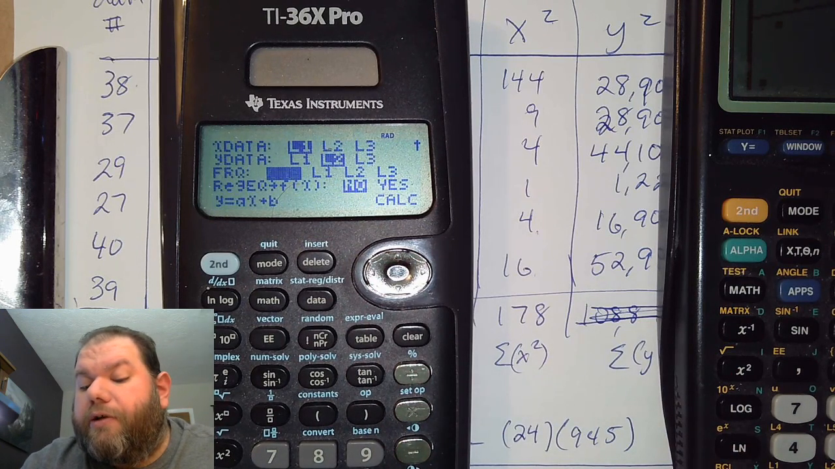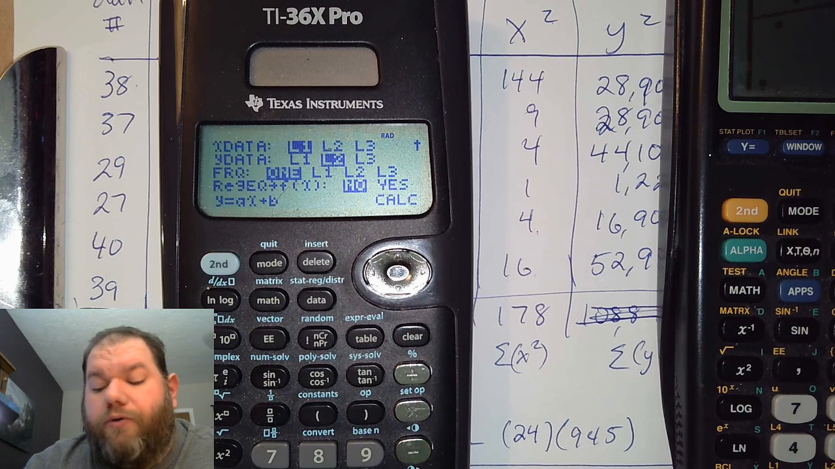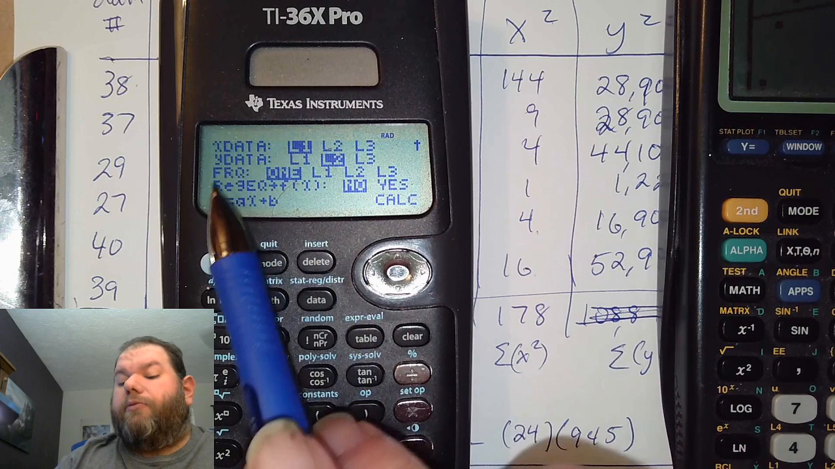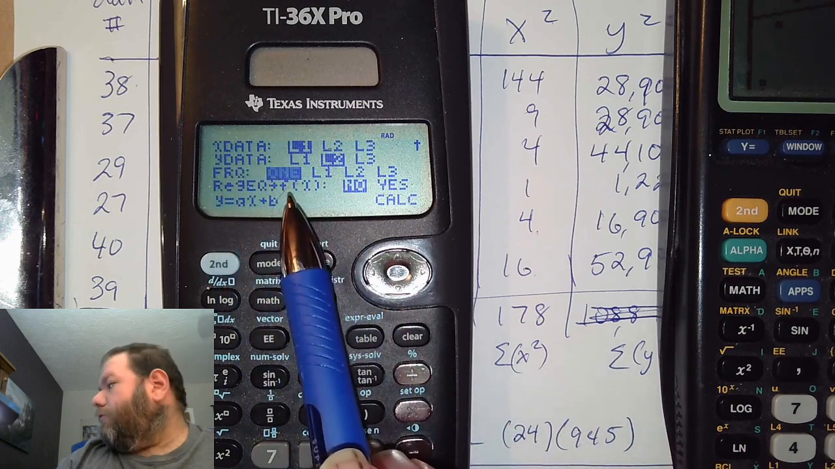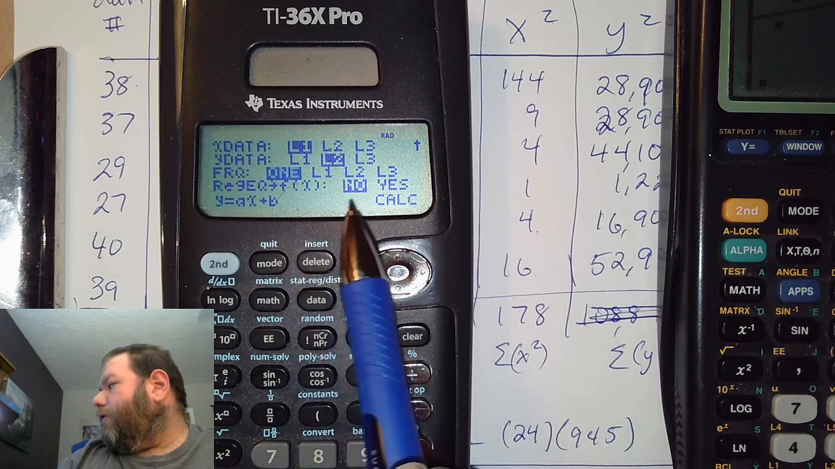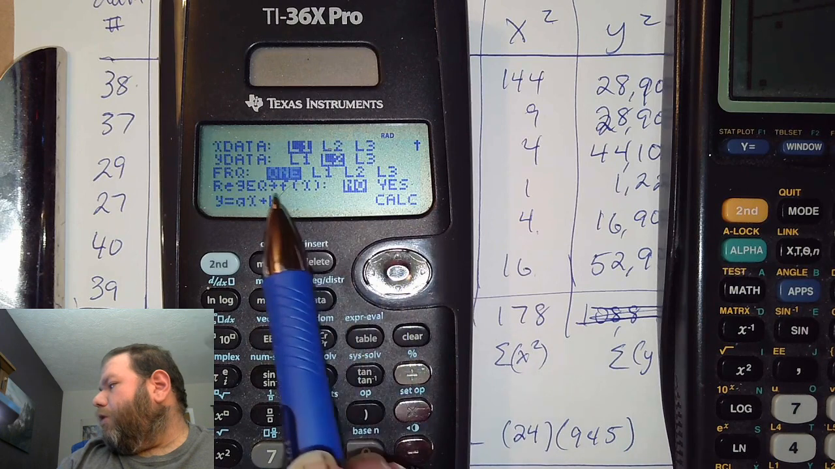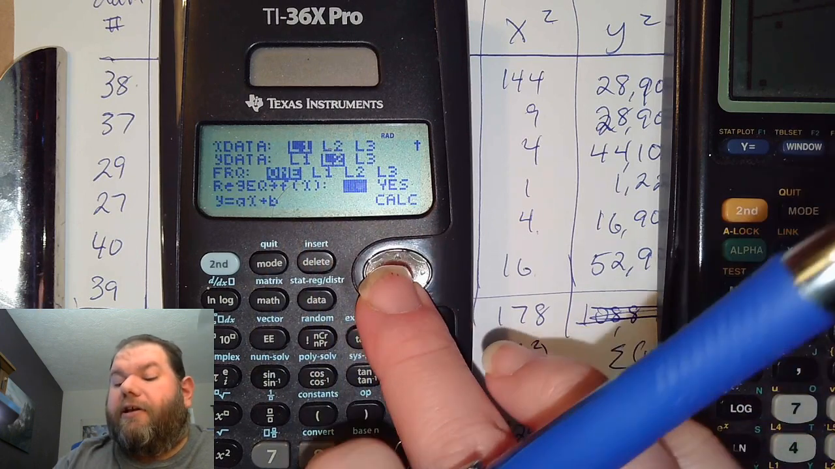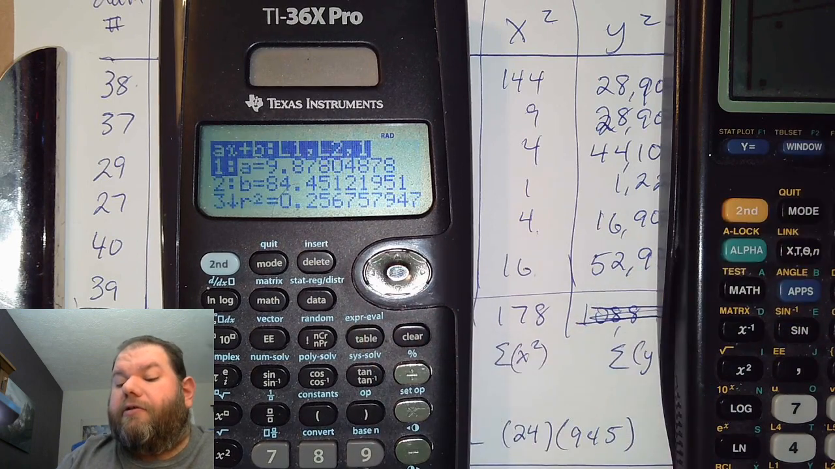We go through, and this is how it would be on the 84 also. X data is in list 1, Y data is in list 2. Frequency 1. Whatever this is, don't worry about that. And then just go down to calculate and enter. And it'll give us everything that we need right there.